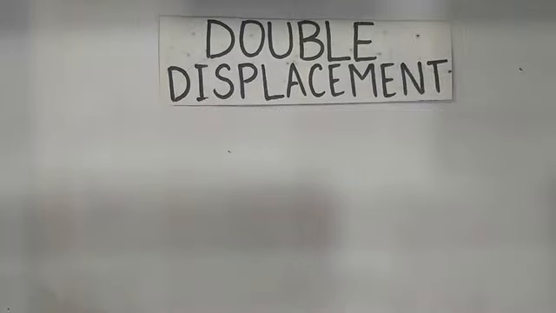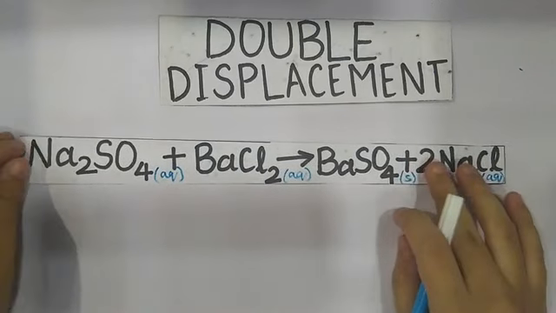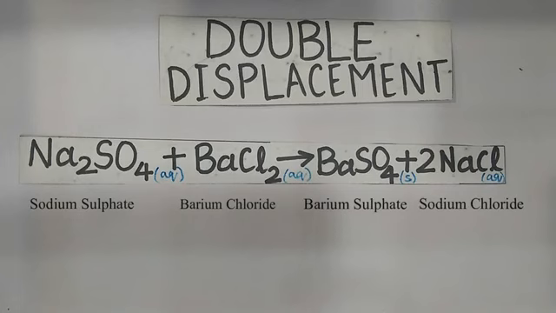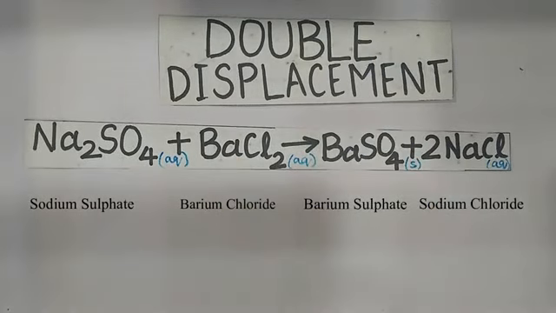So here we have an example for a double displacement where Na2SO4 combines with BaCl2 to give you BaSO4 and 2NaCl. Please take this as an assignment where you have to get to know if this is a balanced or unbalanced equation, and if it is not a balanced equation, please try to balance it out.